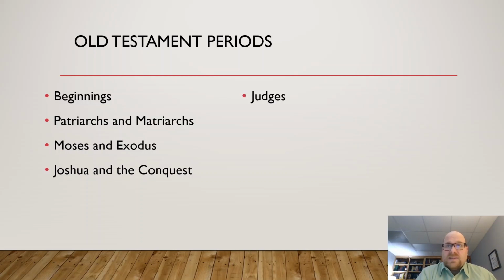And it sets the stage for a king to come, because there's a lot of chaos, and it ends. Some of the last stories of the book of Judges look like they need a king. And that brings us to the period of the united monarchy.